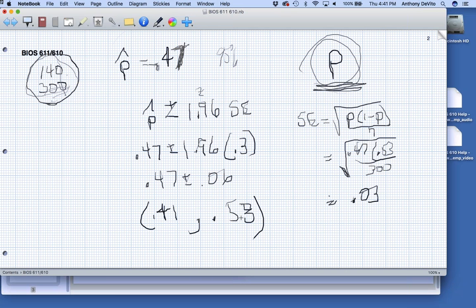So now, what do we call it? You guys remember what we call this part over here that you're adding and subtracting? Margin of error. Exactly, that's the margin of error.